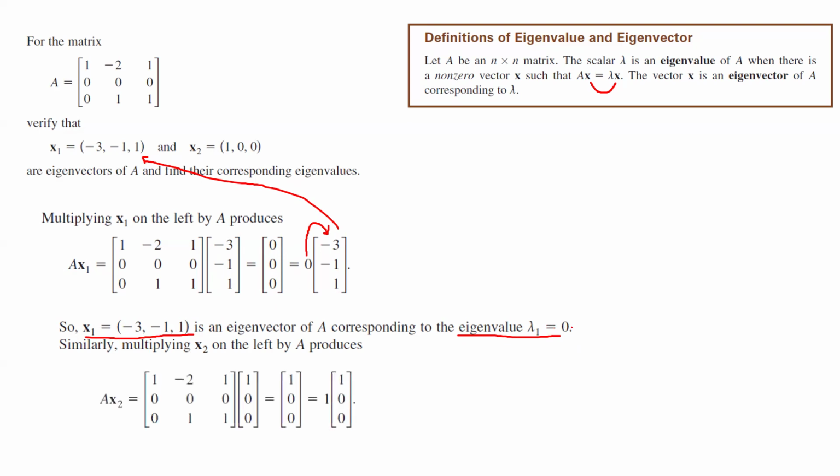We're going to do the same thing for the second vector. Ax2 is just a multiplication of the matrix by x2, which is 1, 0, 0. If you find the dot product, 1 times 1 plus 0 is 1. This is going to be just 0, and then the last entry is also 0. So you can factor out 1 and get the exact same vector. What's the meaning of that? It means that vector x2, which is 1, 0, 0, has eigenvalue 1 corresponding to it.